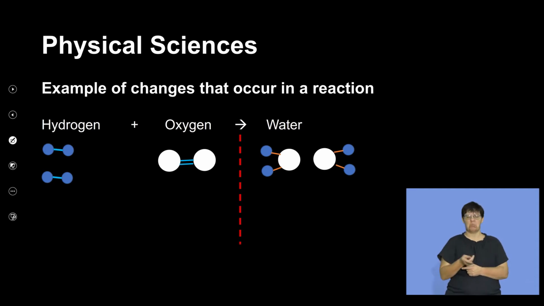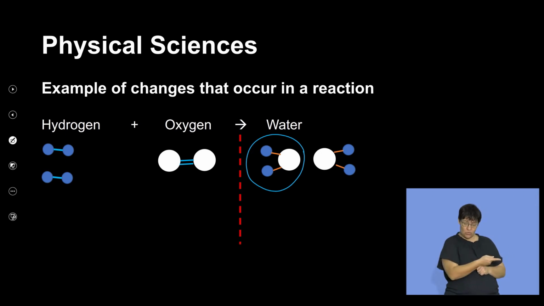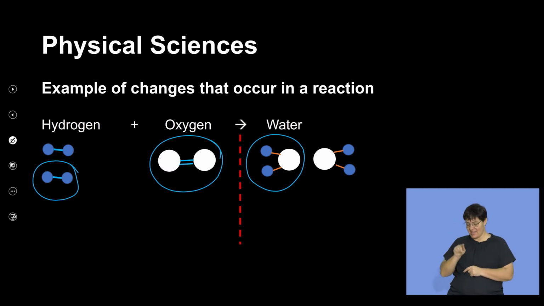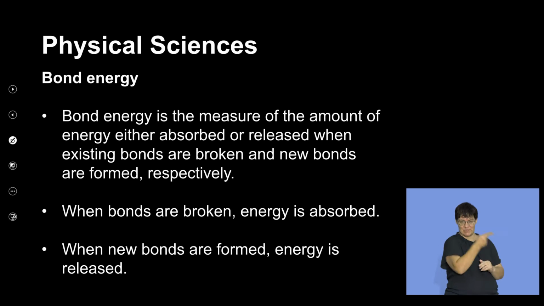You can tell that these new substances actually comprise the particles that make up the reactants. So all those ideas must definitely come to mind, right? So when we talk about bond energy, it's the measurement of the energy either absorbed when bonds are broken or released when new bonds are formed. So when bonds are actually broken, energy is absorbed.